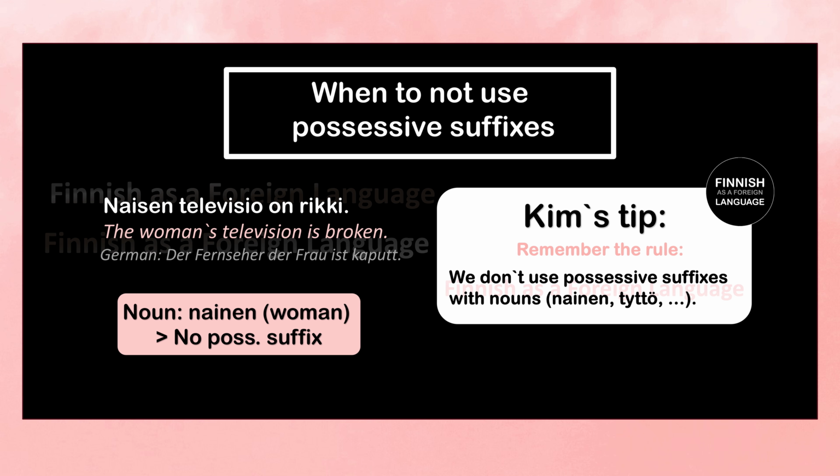Mikko's television is broken. Let's have one more example. We want to say the television of the woman is broken. Woman in Finnish is nainen. So to say it correctly in Finnish, we say naisen televisio on rikki. Naisen is the genitive case of nainen. Also here we cannot add a possessive suffix to televisio because nainen is our noun. So let's repeat. Naisen televisio on rikki. The television of the woman is broken.